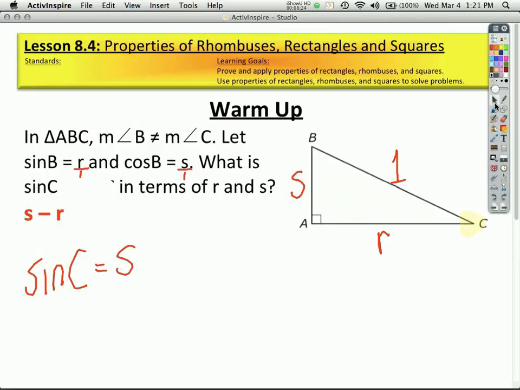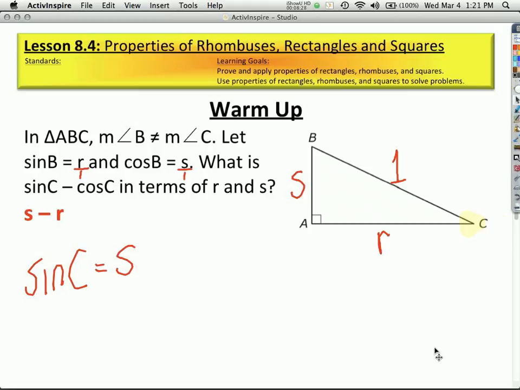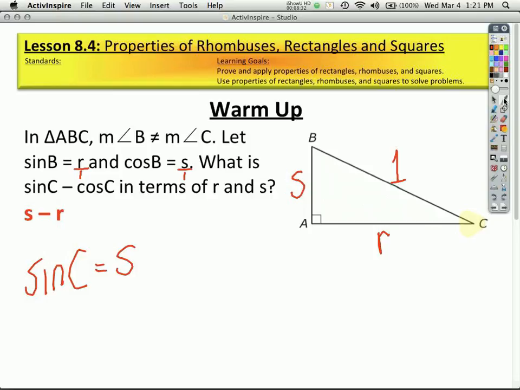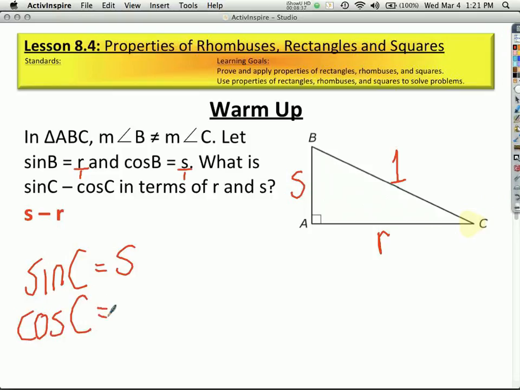If that was it, you'd be done. But then I said, well, what would it be if we subtracted cosine of C? Well, we need cosine of C. Cosine of C is adjacent over hypotenuse, but now we're here. Adjacent is now the R over the hypotenuse. Cosine of C is now R. And I asked you to express sine of C minus cosine of C in terms of R and S. S minus R.